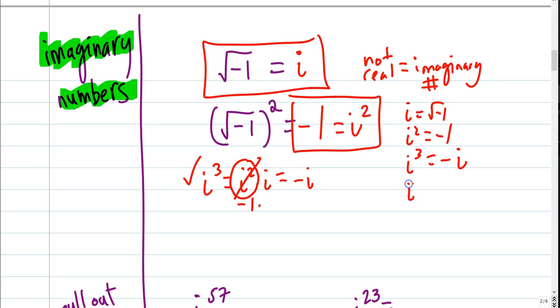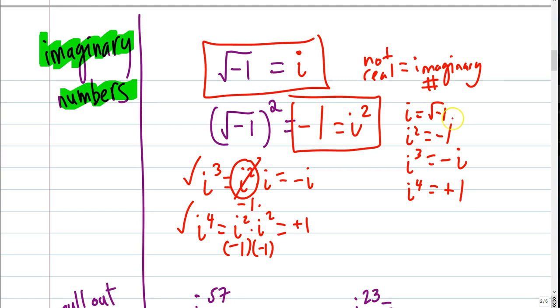Keep going. What's i to the fourth? Well, i to the fourth is i squared times i squared, isn't it? Well, group those. Negative 1 times negative 1, positive 1. Why is this a big deal? Because at this point, this pattern resets. Square root of negative 1, negative 1, negative i, positive 1.